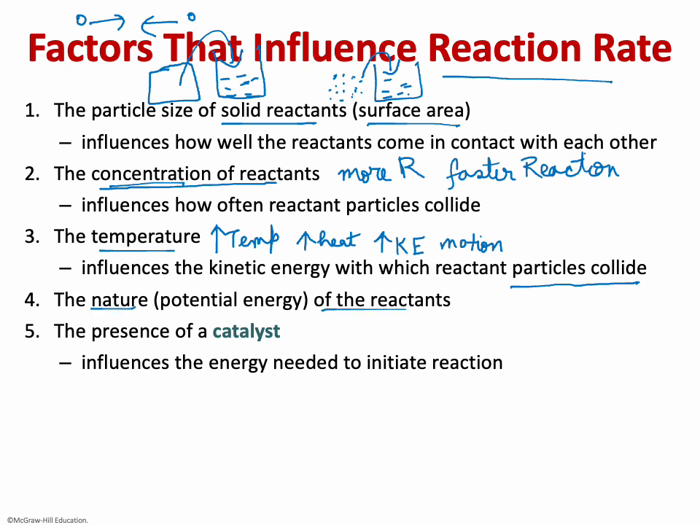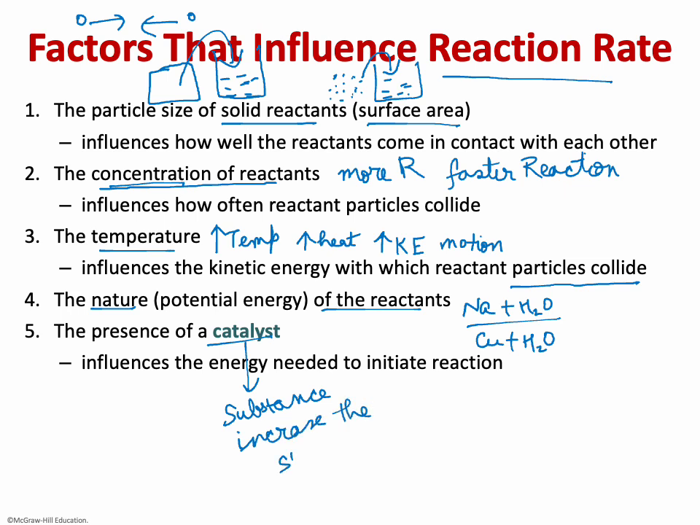The next factor is nature of the reactant. That simply means some reactants are more reactive in comparison to others. For example, if I take sodium and put it in water, and I compare it to copper, a block of copper put in water, sodium will react almost instantaneously, very aggressively. Why? Because that is the property of sodium. It just reacts very fast. Okay, so that's nature of reactant. The last factor is presence of catalyst. By definition, a catalyst is simply a substance that can increase the speed of reaction.